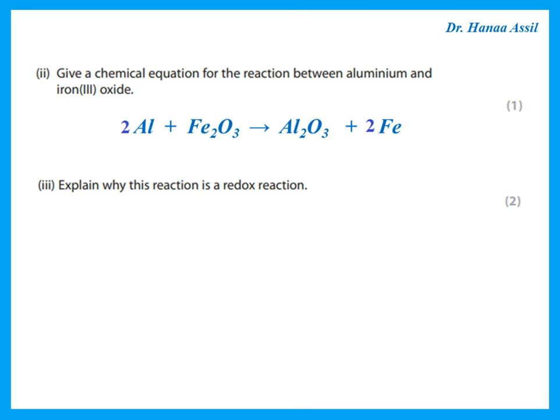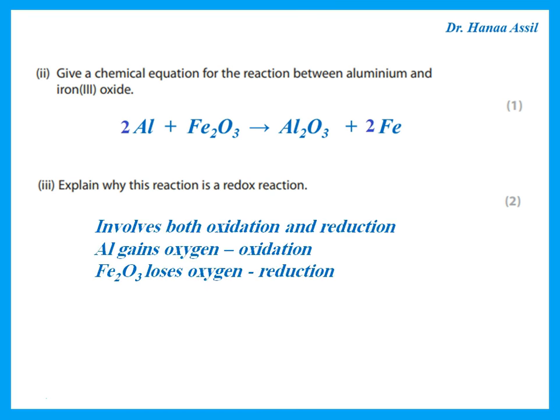Now explain why this reaction is redox. Remember we said, when he says this, you have to tell me this is because I have oxidation, and I have reduction. So redox means I have both oxidation and reduction. Now, why am I saying I have both? Because the aluminium gains oxygen, and that is oxidation, and the Fe2O3 loses oxygen, and that is reduction. Please indicate to him where is the oxidation and where is reduction.